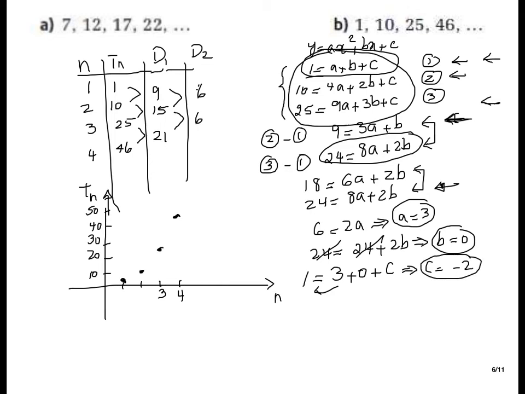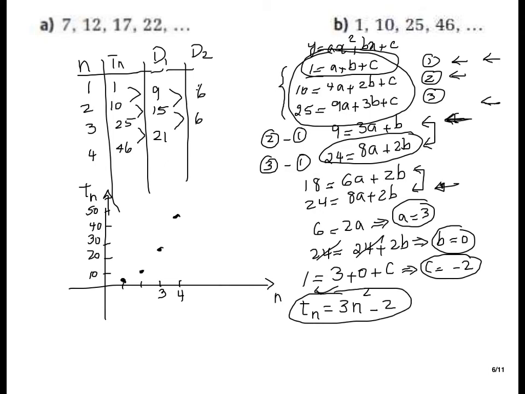Now I have a, b, c, so I can write that c sub n, which is the same as y, is equal to ax squared plus bx plus c. A is 3, and x is really n, so n squared, plus b. b is 0, so forget it, plus c, which is negative 2. So this is going to be my explicit formula.